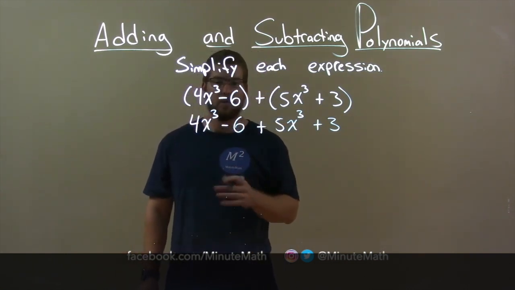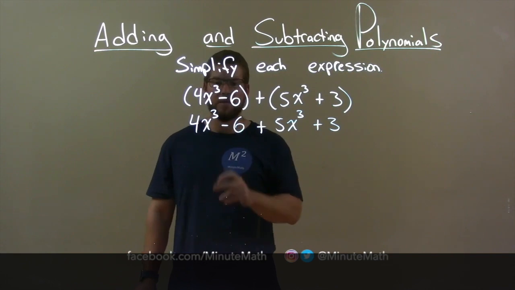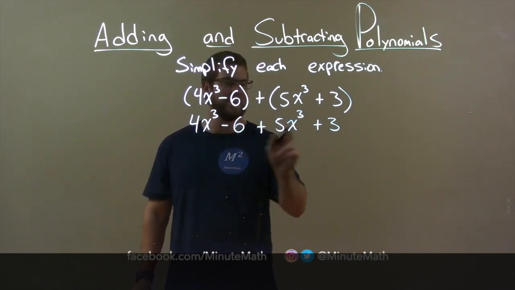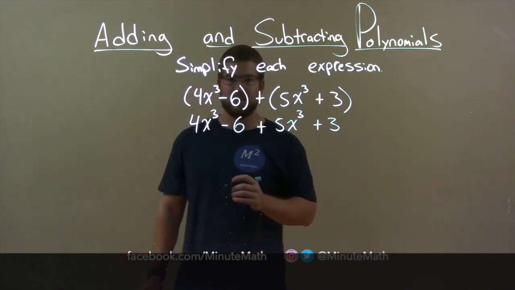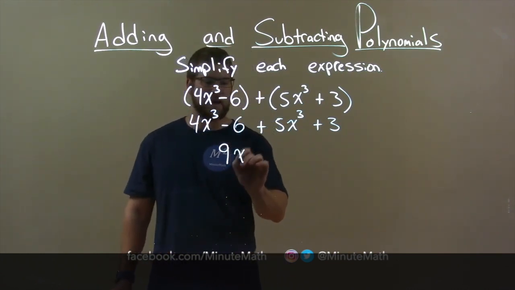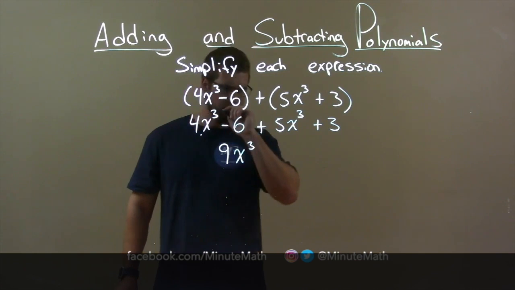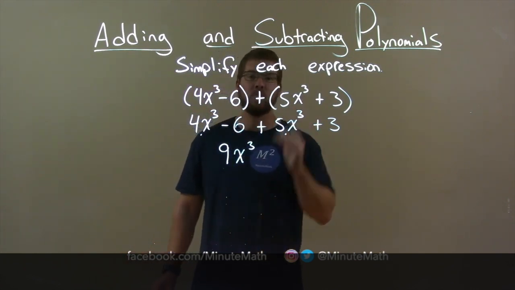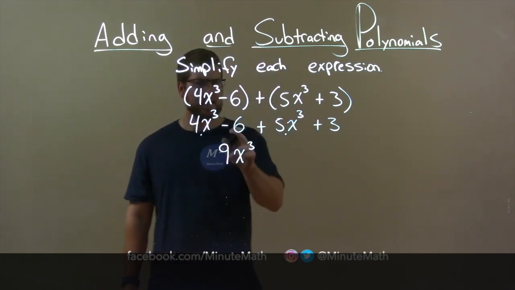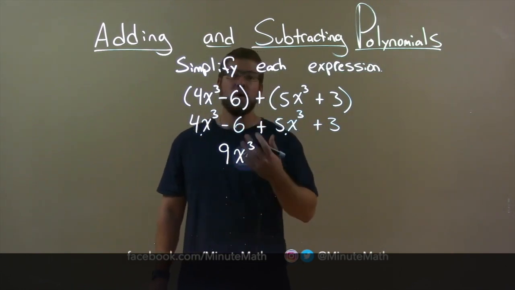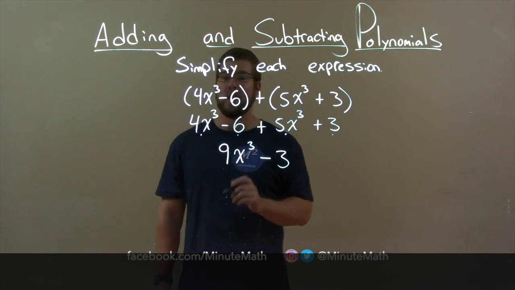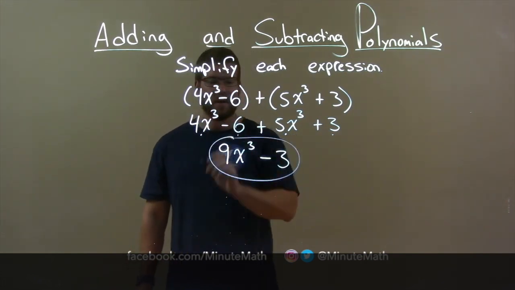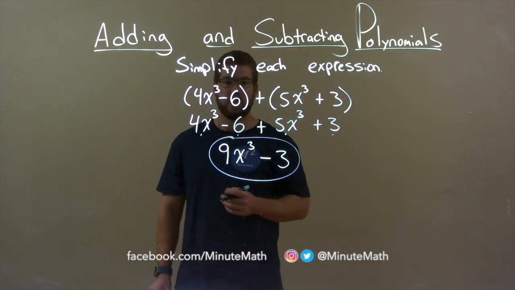My highest power, or highest degree, is the third power, right? X to the fourth, or x to the third, and x to the third. So let's combine the two. 4x to the third plus 5x to the third is a 9x to the third. Put dots underneath to show that we've brought that part down. Now we have a minus 6 plus 3, which comes out to be a minus 3 when we add them together. And there we have it. Our final answer, 9x to the third minus 3.